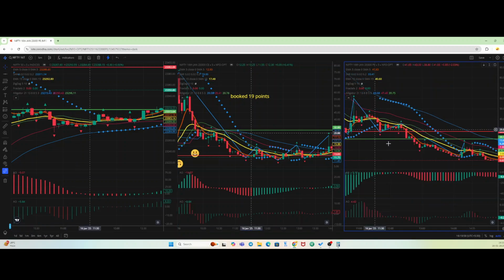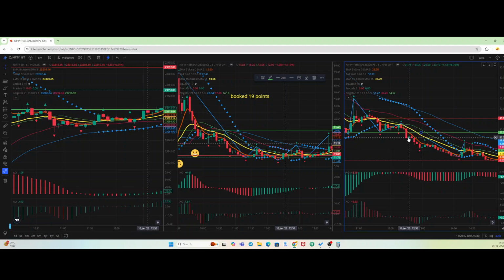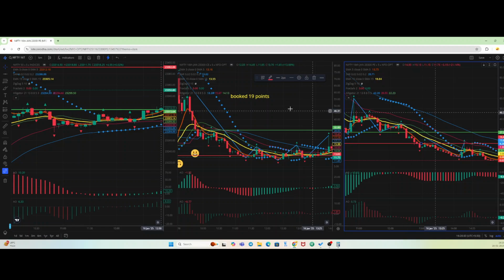On the P side, if you see afterwards there is a support in this area. Here we entered around 27, we got the entry around 12:30. Then slowly we kept changing the stop loss up to this area, and the stop loss got hit. So we entered at 27 and the stop loss got hit near about 16. That means 11 points.